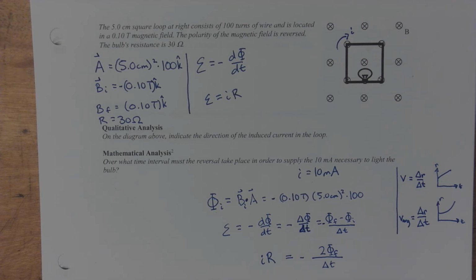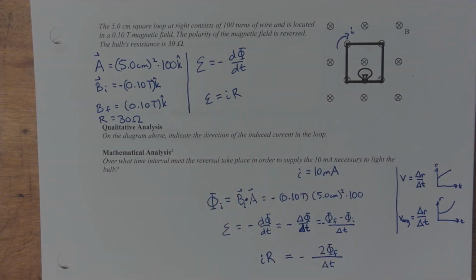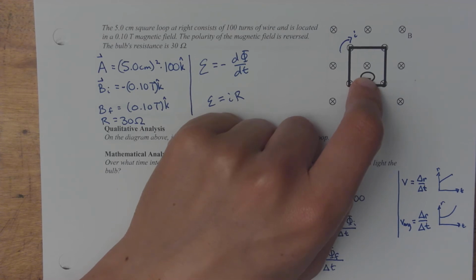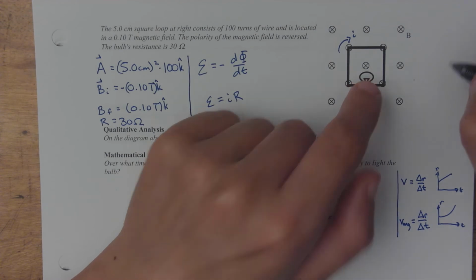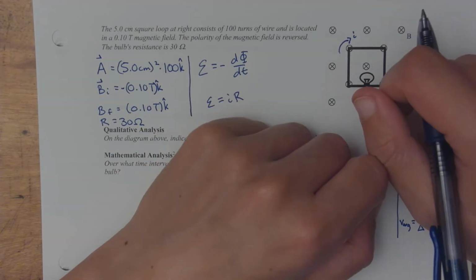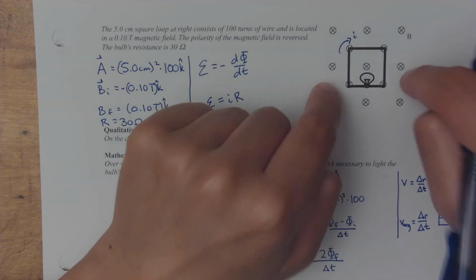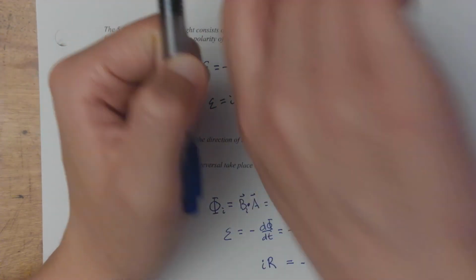Okay, so if the magnetic field is initially pointing into the page and then later it's pointing out of the page, at some point the magnetic field must be zero. So initially we have a flux, and then halfway through the flux is going to be zero because that's when the magnetic field is going to be zero. So initially the flux is decreasing, which means that your induced magnetic field should be pointing in the same direction as the magnetic field that you had initially, which would give you a current this way.